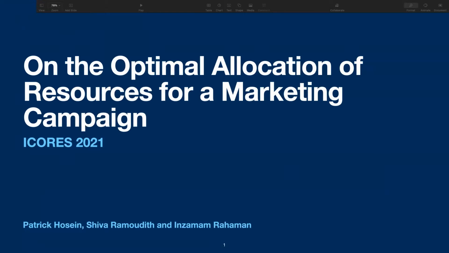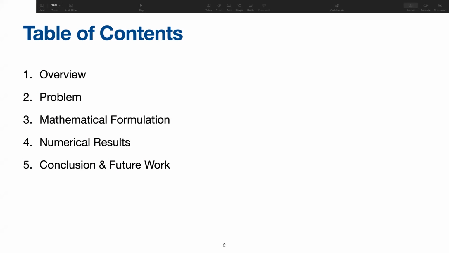Okay, so on the table of contents, we're firstly going to look at an overview of the area, and then we're going to dive a bit into the problem. Afterwards, we'll formulate the mathematical workings of the problem and our solution that would eventually solve the problem. Afterwards, we'll describe some numerical results and we'll wrap up with conclusion and future work.